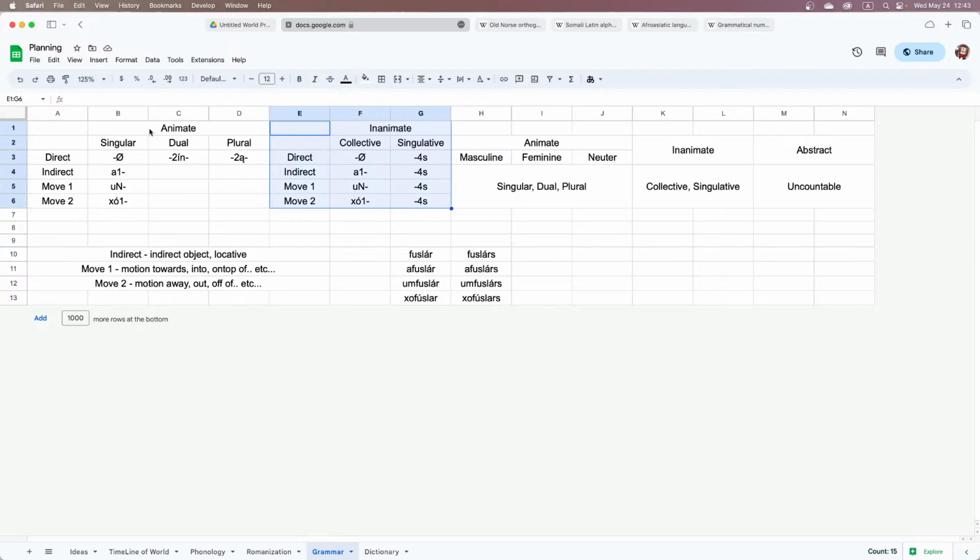So what we did so far was we cleaned up the animate table, marking where the infixes and prefixes go, or the affixes, and then created the inanimate table, which is a collective singulative distinction, and the singulative is marked with an S at the end of the word. Why? Because I've decided it.